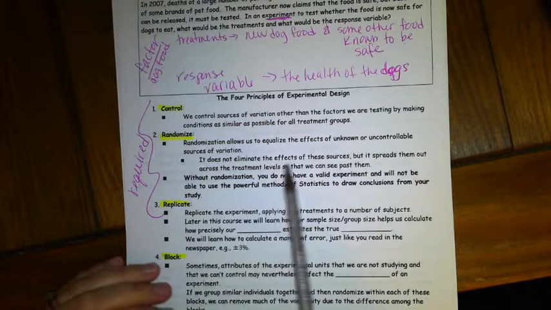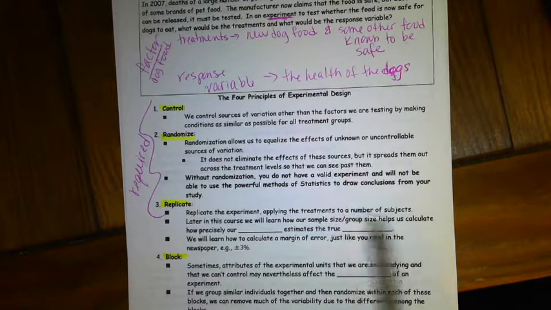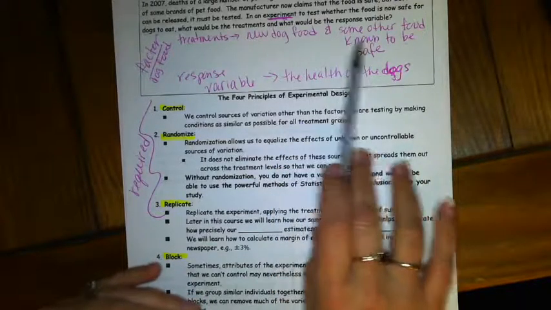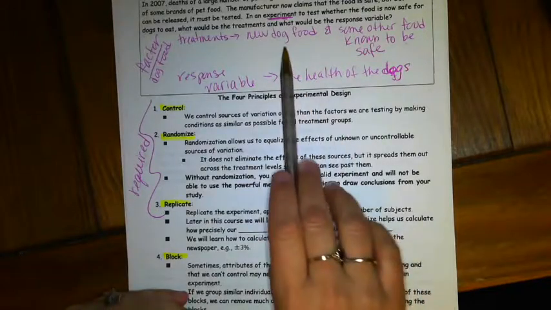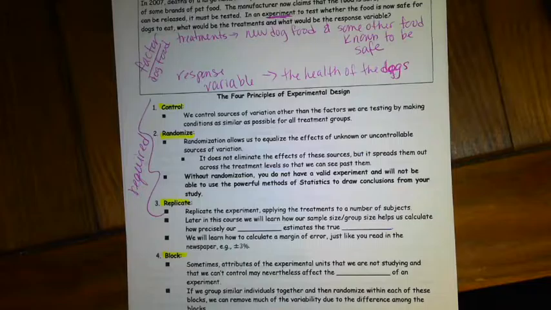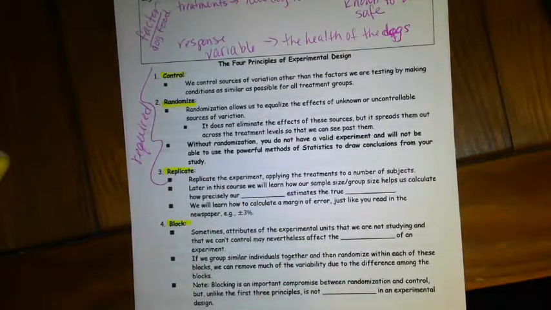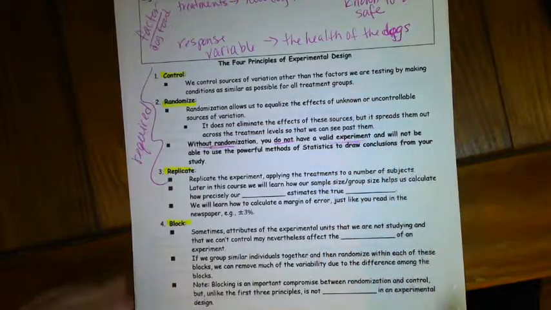It does not eliminate the effects of these sources, but it spreads them across treatment levels so we can see past them. So if you have a few dogs who just get sick naturally in both groups potentially, that equalizes that result. And then we can look to see if this group gets more sick than that group because of the food. Without randomization, you do not have a valid experiment, and you will not be able to use powerful methods of statistics to draw conclusions from your study. So it's really important.